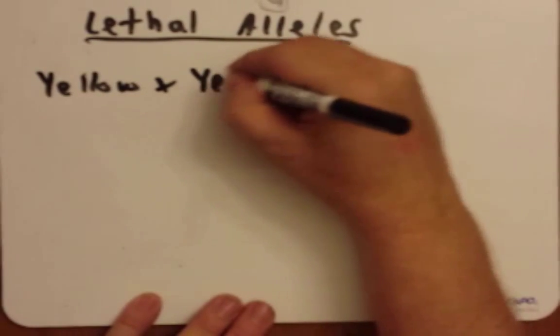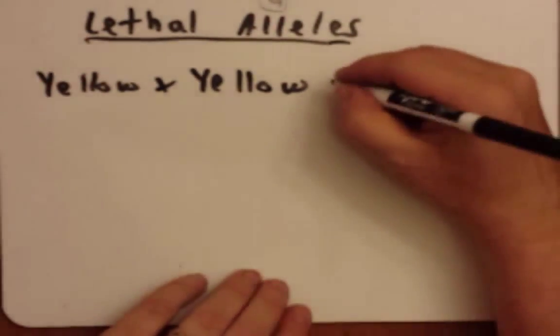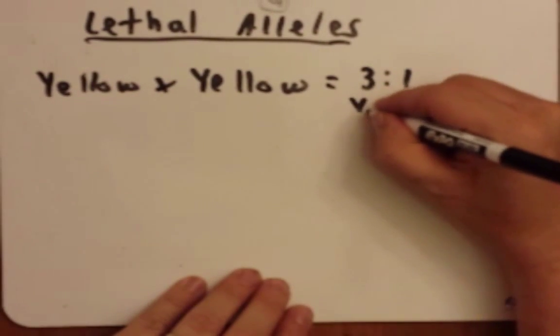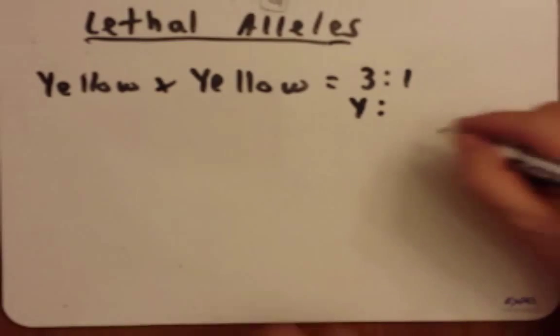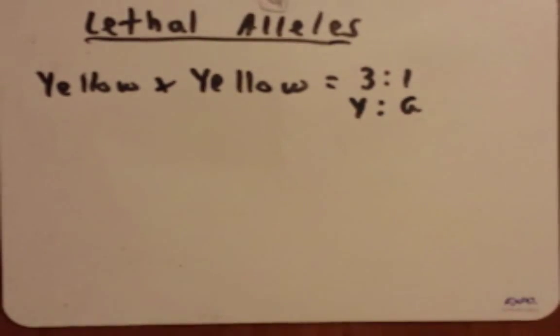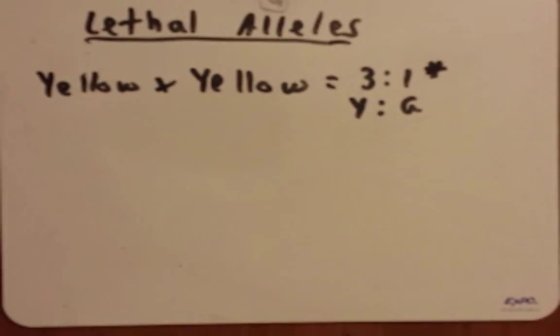and he crossed it with a yellow mouse. And yellow, I just mean the coat color of the mouse. And he always got a 3-to-1 ratio of 3 yellow to 1 gray. Even when he came back in here and took these yellow ones and crossed them together, he would still always get a 3-to-1 ratio. Or I should actually put what he thought was a 3-to-1 ratio.